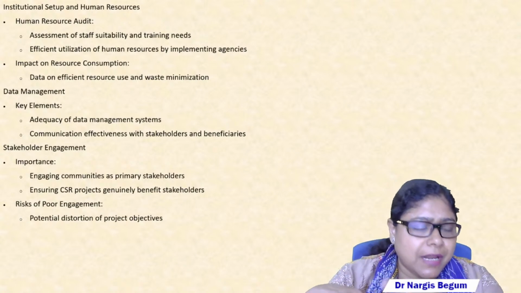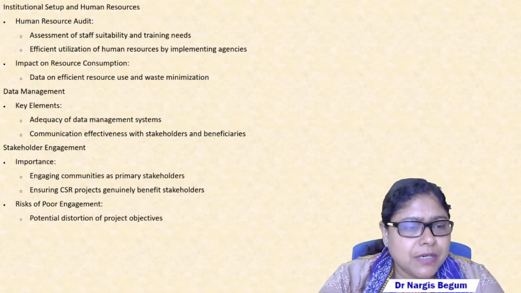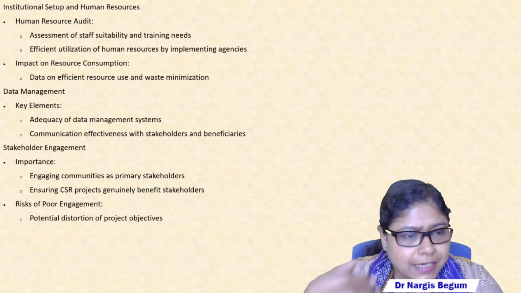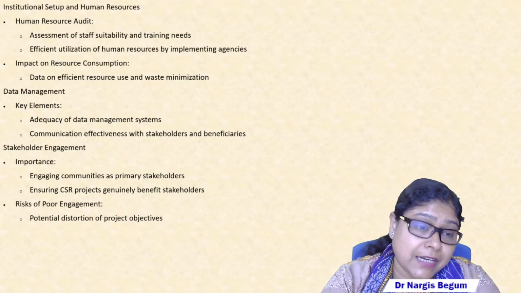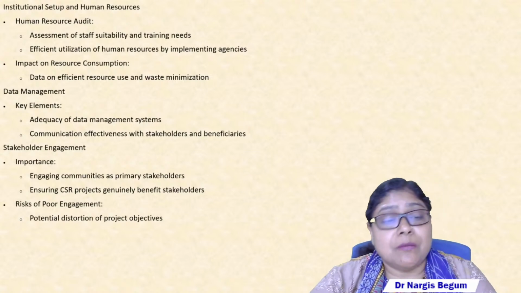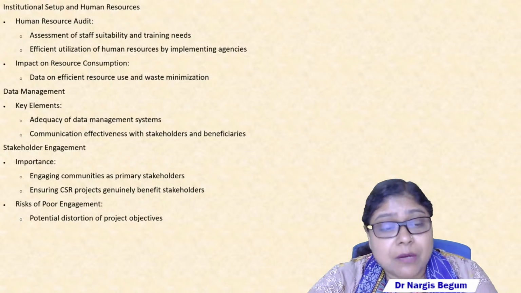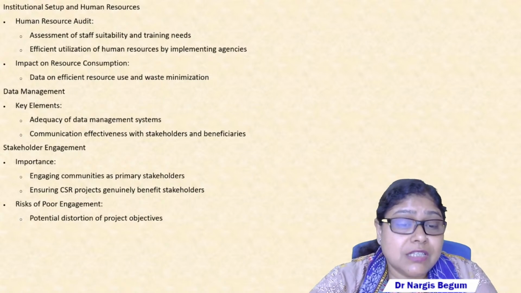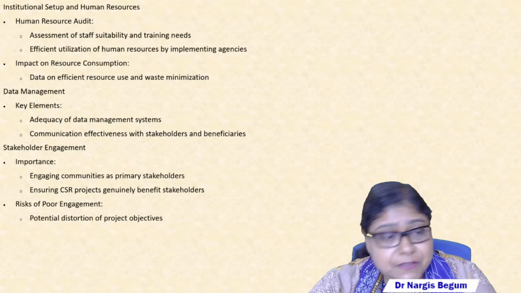Then we go for data management. When we go for data management, we go for understanding the key elements. One is whether there is an adequate data management system or not. Whether the communication is effective or not. Communication is effective with whom? With the stakeholders and the beneficiaries.